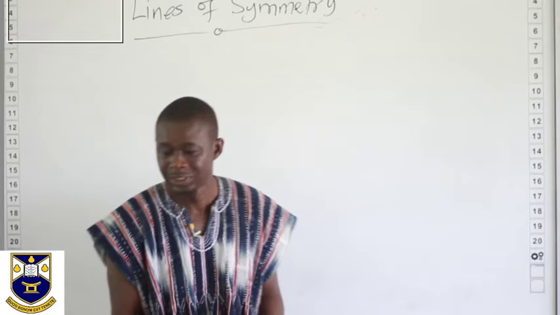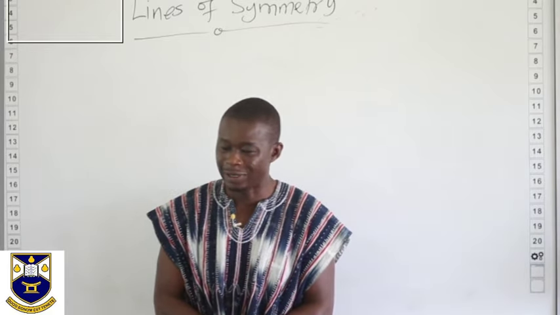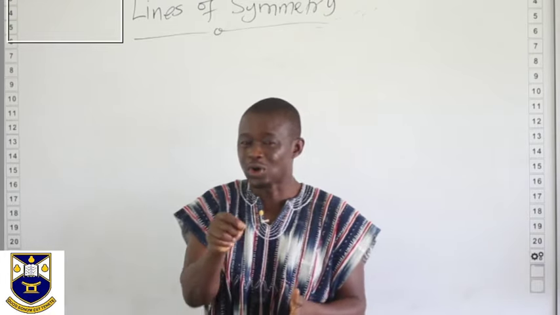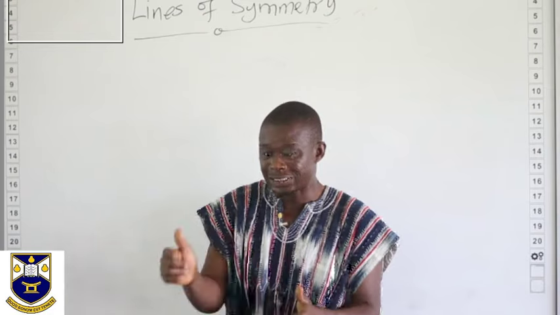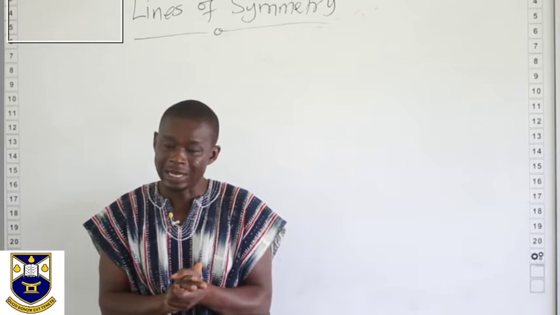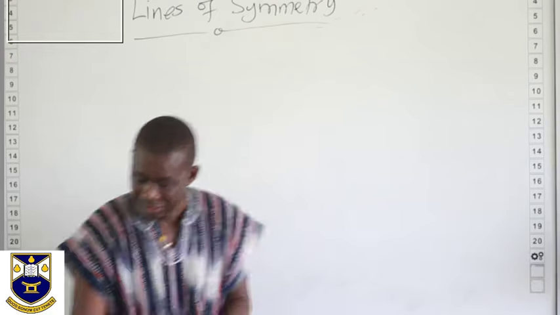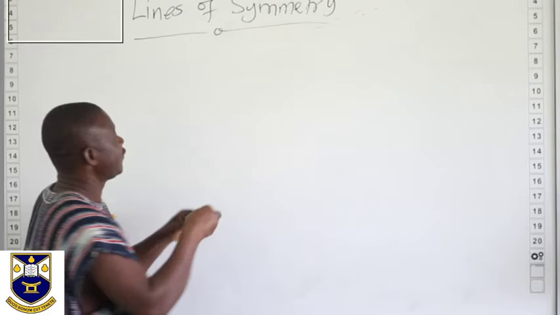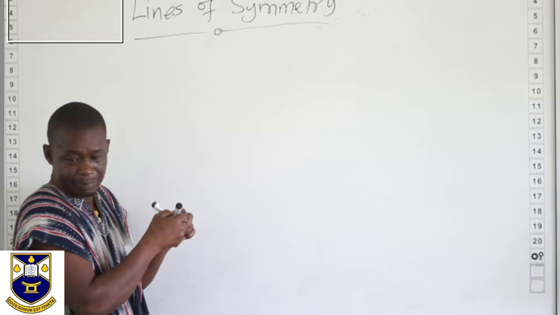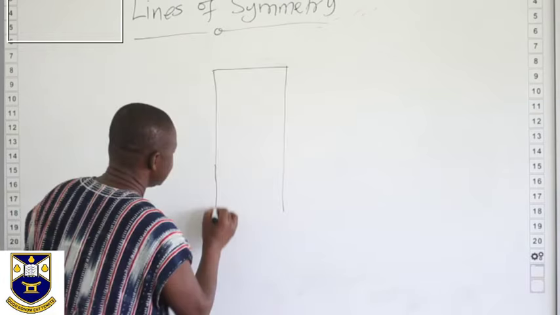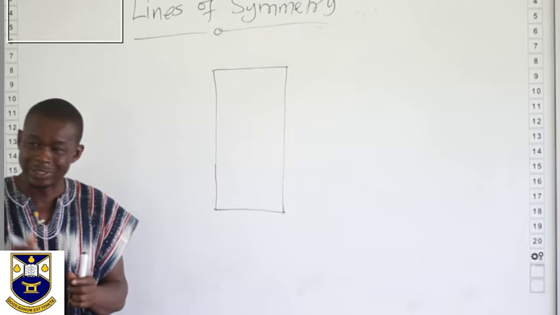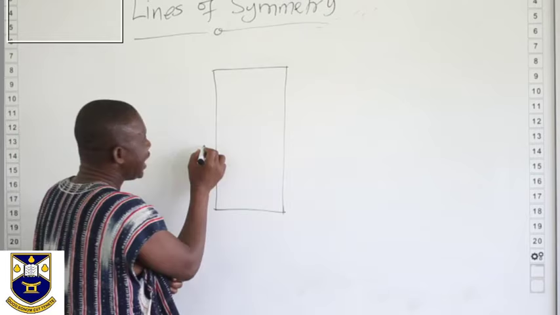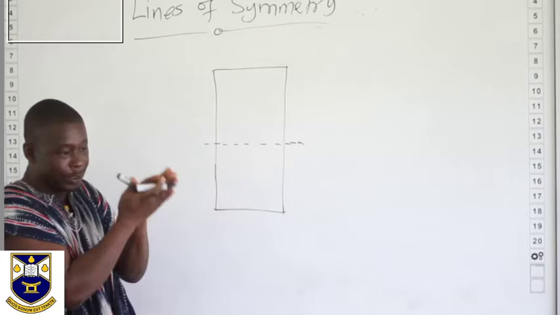So let's move on. Now, we have plane shapes, as you saw on your slides. There is a folded line. Now, you could see that I have my plane shape here. How do I know this one has a line of symmetry? All I have to do is fold it along this dotted line. I fold it together.